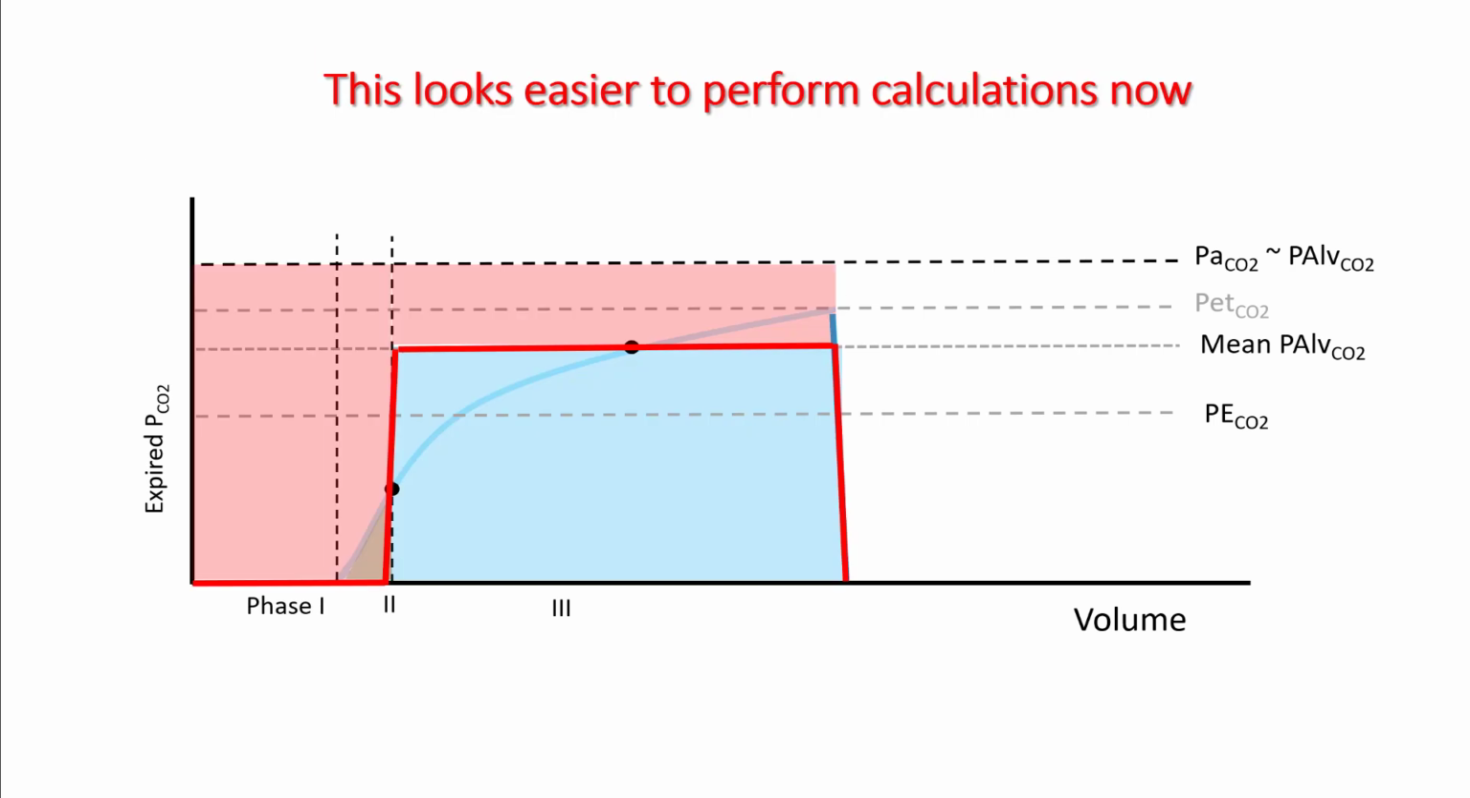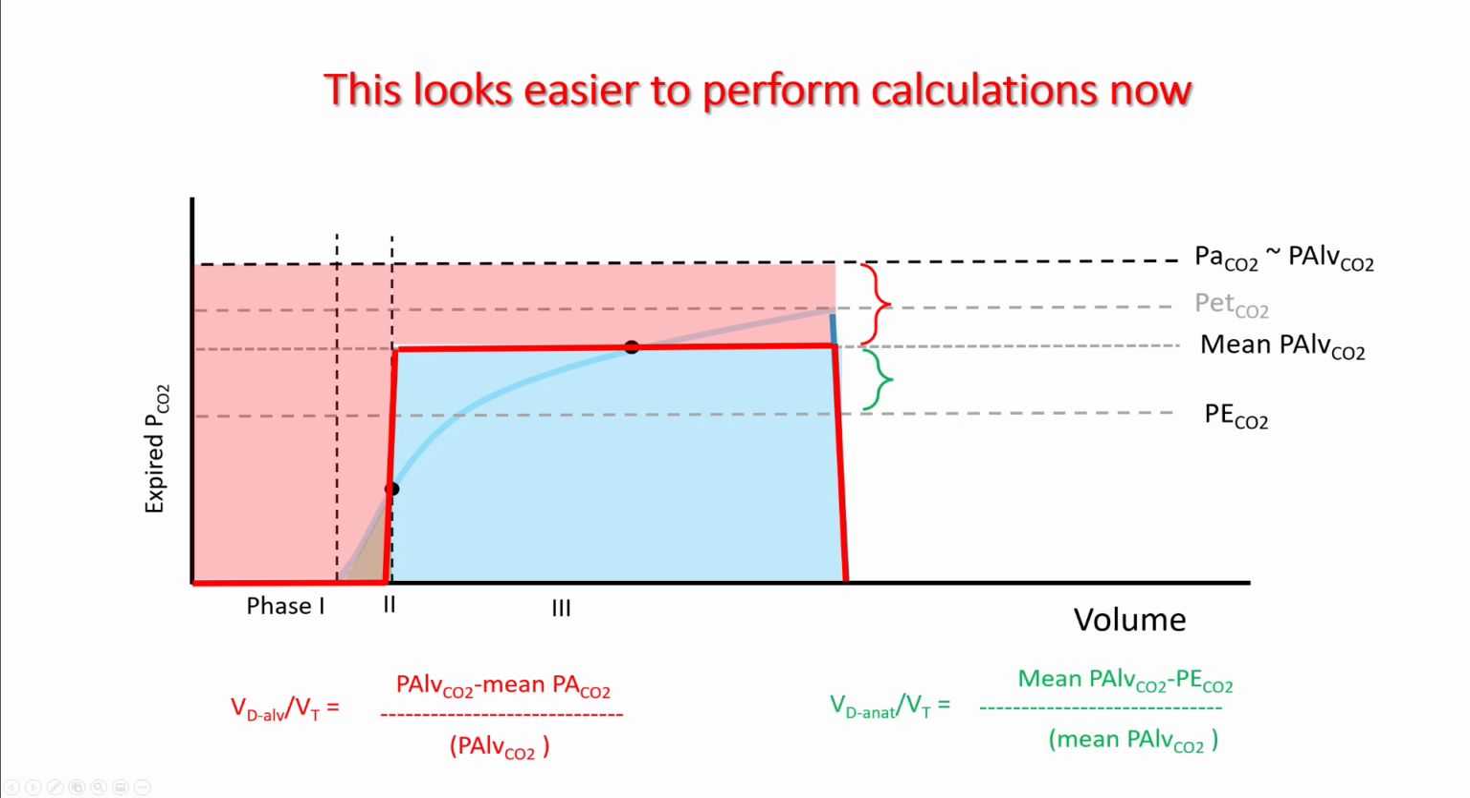So that shark fin can be converted into a more squarish looking waveform where we have mean P alveolar CO2 and now we have a vertical phase 2. So this portion, that means your P alveolar CO2 minus mean P alveolar CO2, would represent your alveolar dead space, and mean P alveolar CO2 minus P end expiratory CO2 would represent your anatomical dead space.